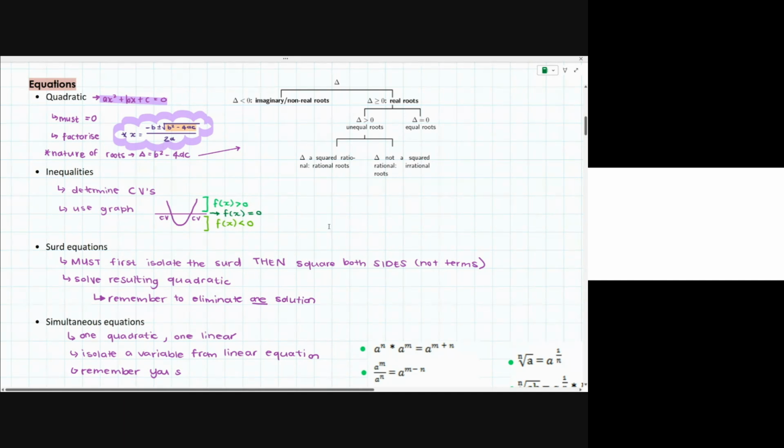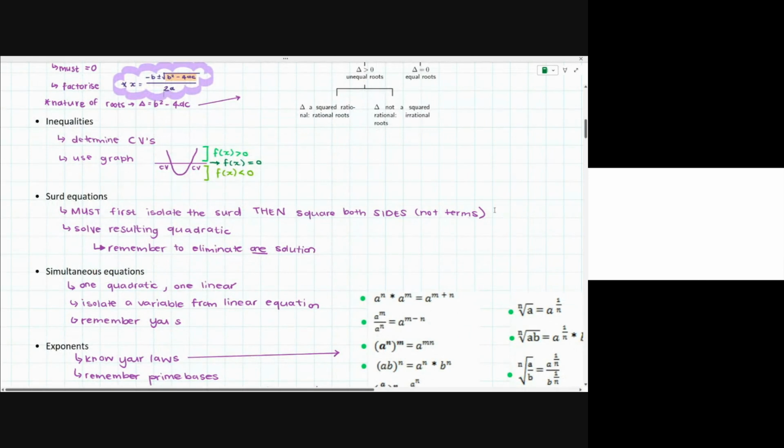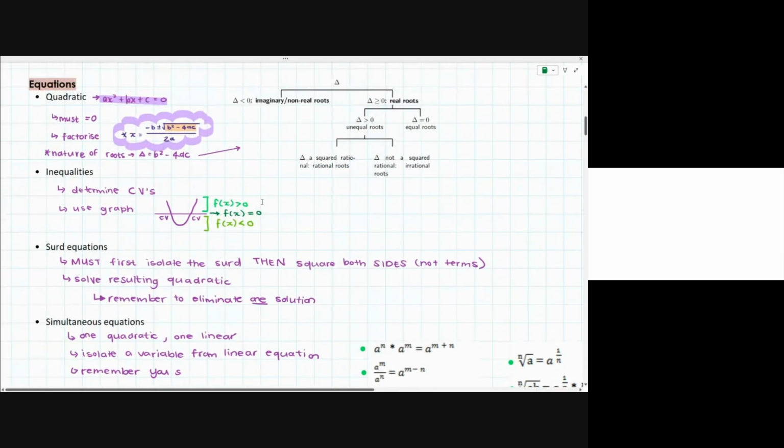Right, then we have simultaneous equations. Again, at a grade 12 level, you're going to get one quadratic equation and one linear equation. Generally, you're going to isolate a variable from your linear equation, substitute that into your quadratic equation, and from there, you will then get your solutions. Right, obviously, for whatever reason, I just didn't finish my sentence there.